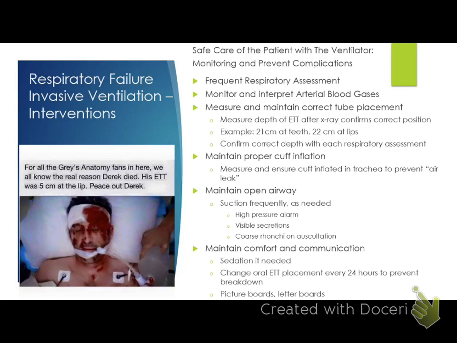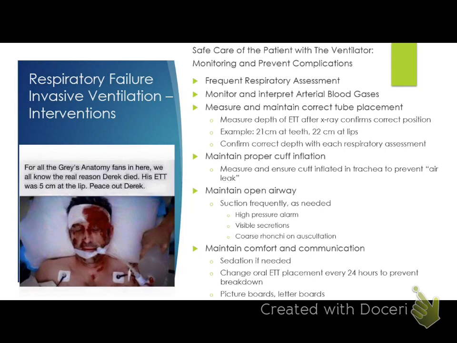They will check that this cuff is inflated. This is the cuff that inflates that balloon in the trachea. If it's deflated, this tube could move around. If it's inflated, it's nice and tight in the trachea there. And the RTs have a measurement device for that.